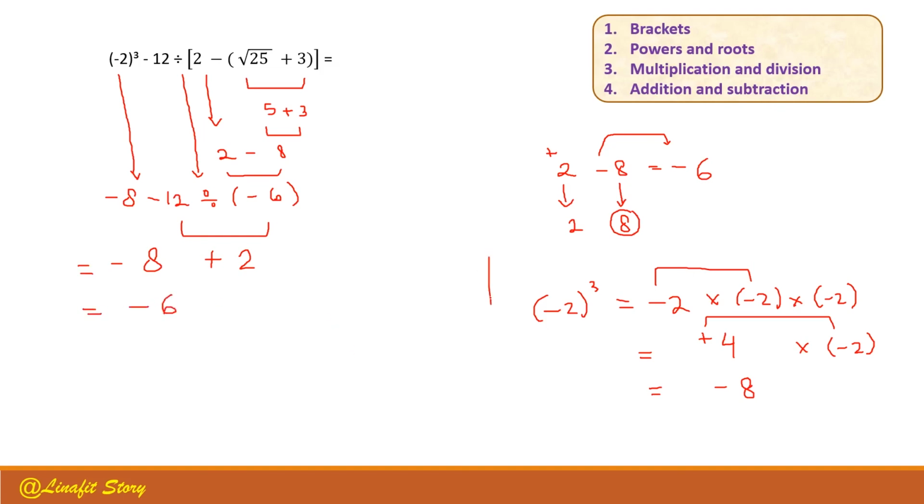Why negative 6? Take a look over here. Negative 8 plus 2. The absolute value of negative 8 is 8. The absolute value of positive 2 is 2. Which one is bigger? 8. So just copy its sign. So the answer is negative. The difference between 8 and 2 is 6. So the final answer is negative 6.